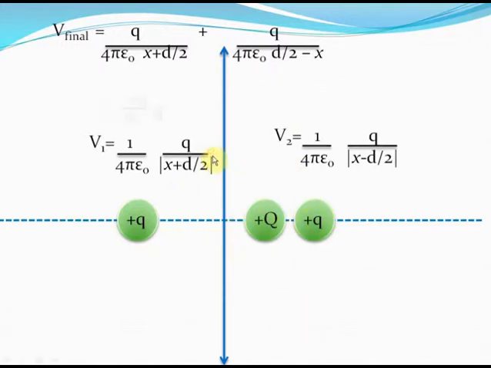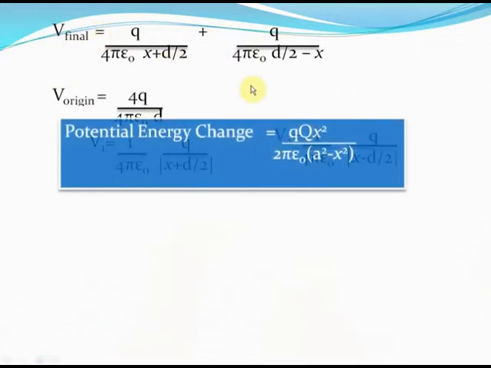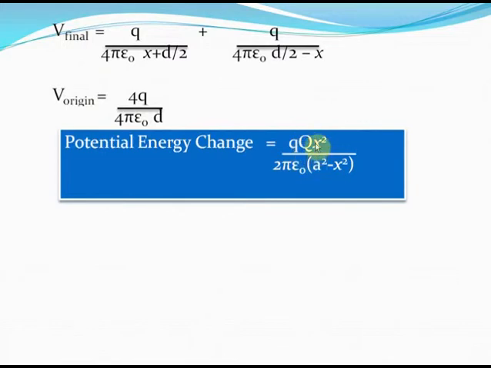The potential at the origin will be 4q by 4 pi epsilon naught into d. That is because when you substitute x equal to 0 in this expression, V1 becomes 1 by 4 pi epsilon naught into q by d by 2, isn't it? Similarly, V2 also becomes the exact same thing, and therefore the net potential becomes this expression. When you simplify and subtract V origin from V final and then multiply that expression by the magnitude of the charge Q, that will give you the potential energy change of the charge capital Q when it is displaced by distance x from the origin.